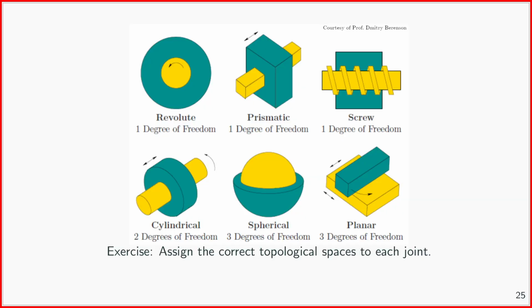Okay, and one of your homework tasks will actually be to classify those joints which you have here and tell us what are actually the correct topological spaces attached to each joint. So I guess Revolute and Prismatic are pretty easy, but the other ones you have to think a little bit more about how they actually move and what kind of space is actually behind them.